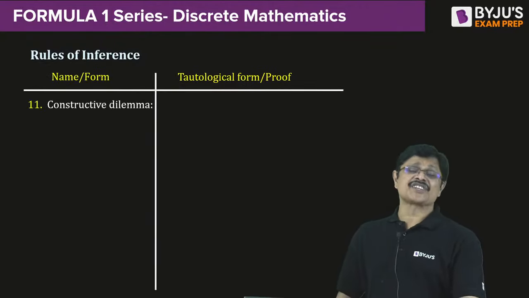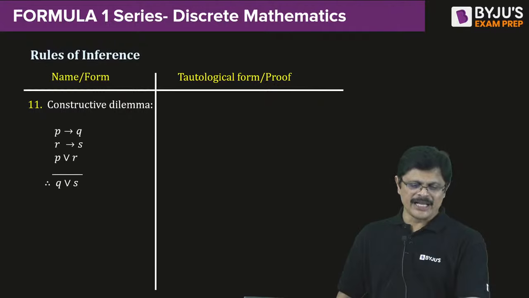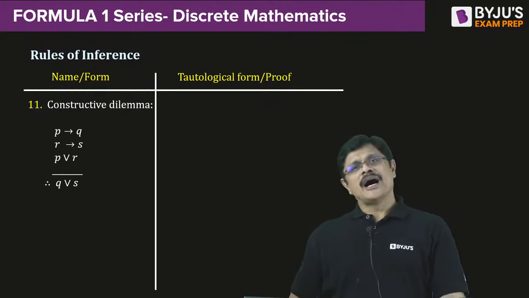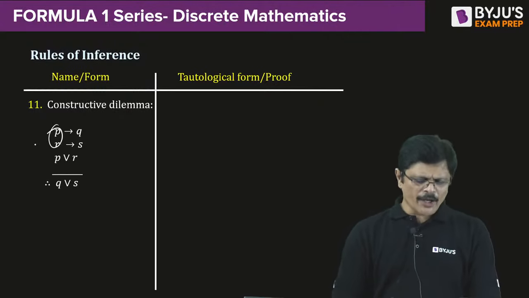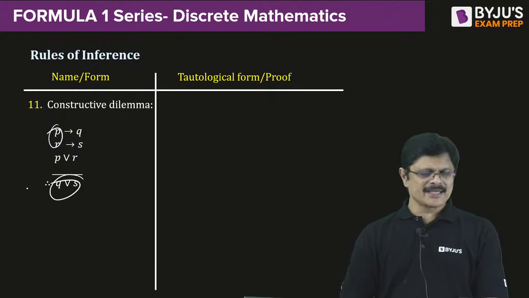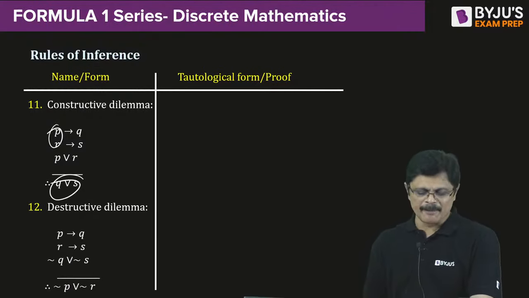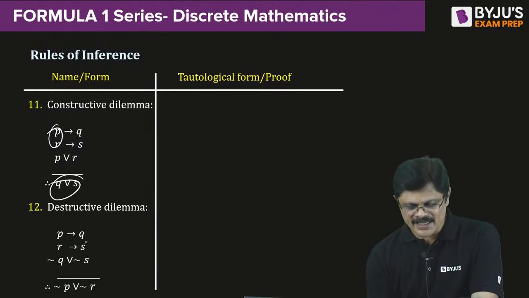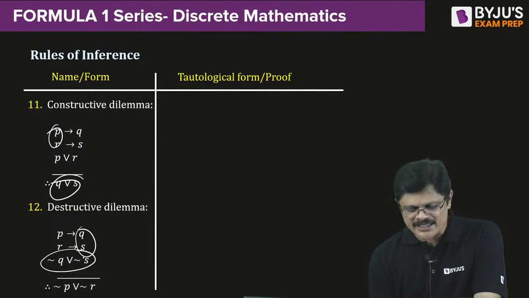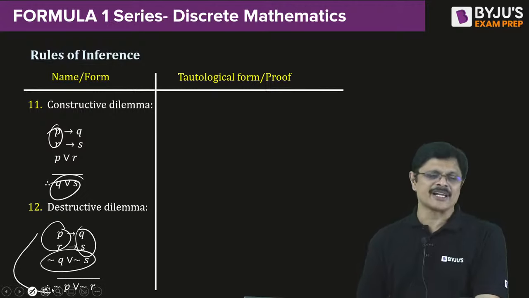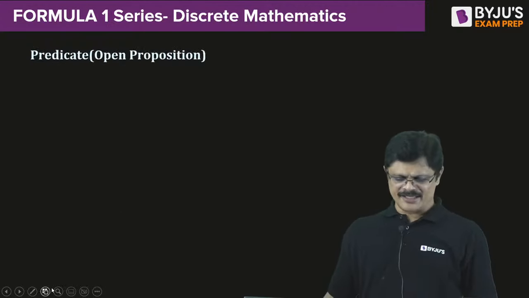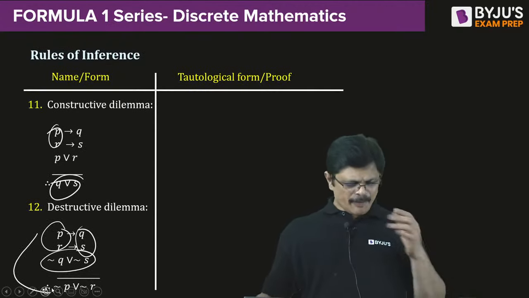Then comes constructive dilemma: P implies Q, R implies S. If P or R is happening, then Q or S can be guaranteed. Now the same thing, destructive dilemma: P implies Q, R implies S. If negation Q or negation S is happening, then negation P or negation R is guaranteed, my dear friends. So these are the propositional logic rules.